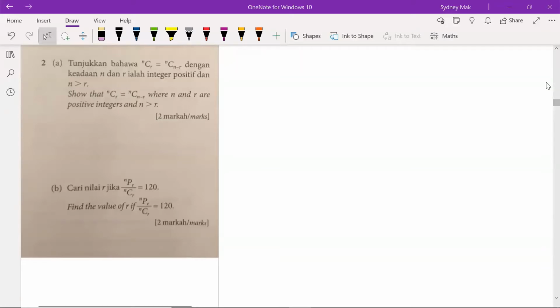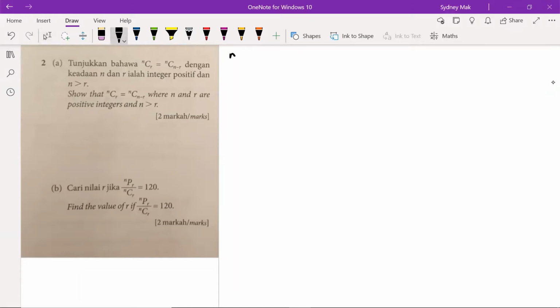Hi everyone, this is practice summative of chapter 4, question number 2 in paper 1. So for part A, we have to show that nCr equals nC(n minus r), whereby n and r are positive integers, n is greater than r. So how do we do this part?